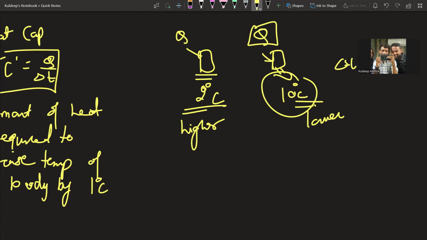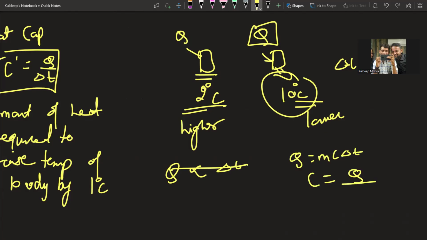Okay, because see, Q is directly proportional to delta T. Q is equal to mc delta T. So C is equal to Q upon m delta T, right? So C is inversely proportional to the rise in temperature, or the change in temperature. So the one with the higher temperature rise has less C.